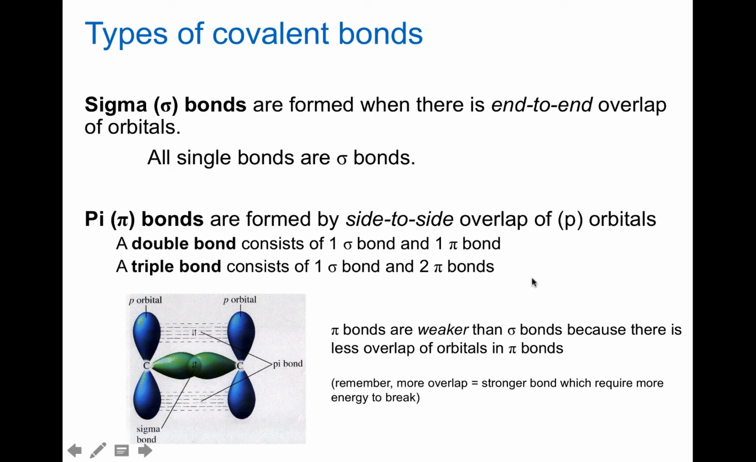Pi bonds are going to be weaker than sigma bonds because remember, the extent of the overlap directly influences the strength of the bond. If you have end-to-end overlap of the bonds, it's going to be stronger than if you have just side-to-side overlap. There's not as much overlapping occurring.